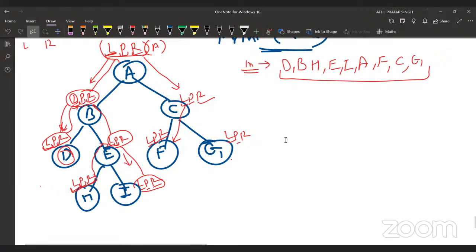If we perform the in-order traversal on the binary tree, this order will be printed. And if we want to perform pre-order, we will just change one step. We will consider this P step before the L. So for pre-order, we will consider this one.